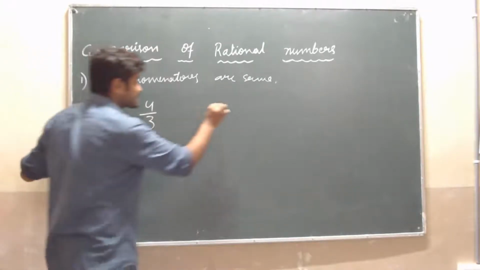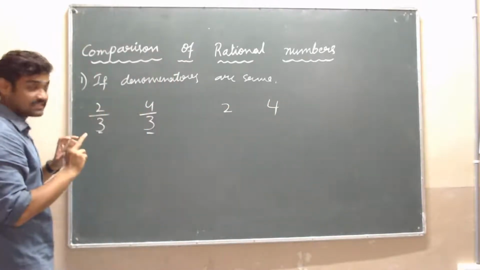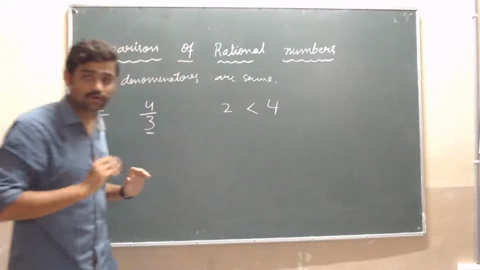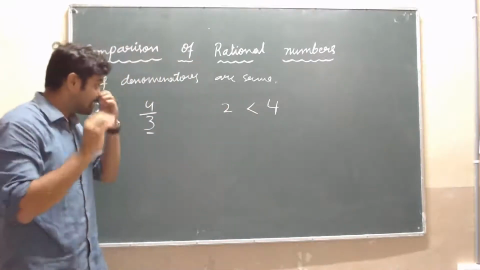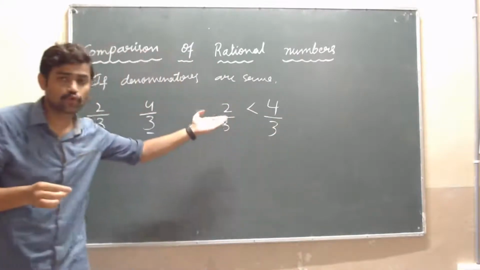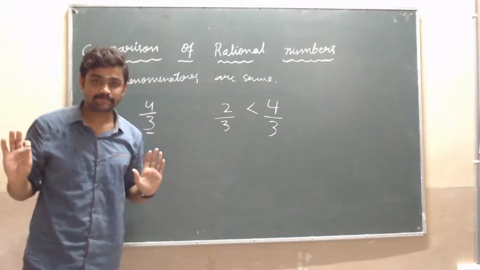See here, numerators are 2 and 4. Which one is smaller here? That is, 2 is smaller than 4. Then we can easily say that 2 by 3 is smaller than 4 by 3.